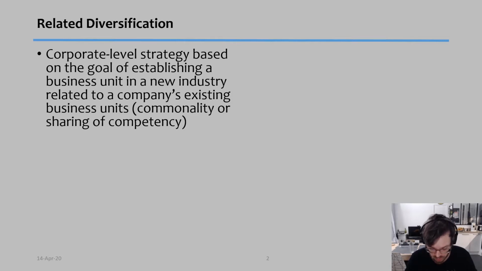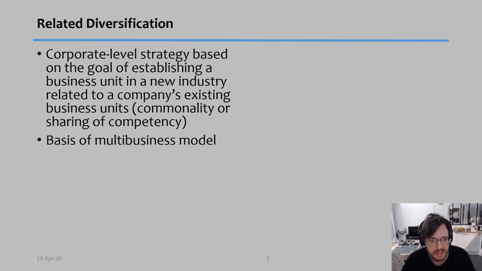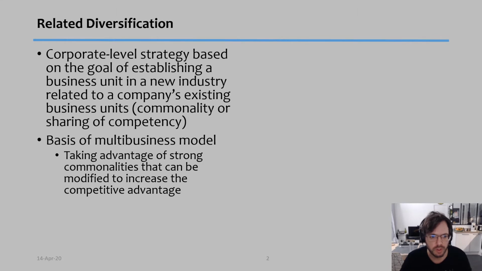In other words, we're going to expand our business to a new industry, but we're going to expand it to something that is similar to what we already do. And here the concept we're using is the concept of commonality that I explained in previous videos, or sharing of competencies. And this is the basis of most multi-business models that we see, because indeed it's a conglomerate, for example, that will have many different businesses, but all the businesses are kind of related to each other. So here we're taking advantage of strong commonalities that can be modified to increase the competitive advantage.